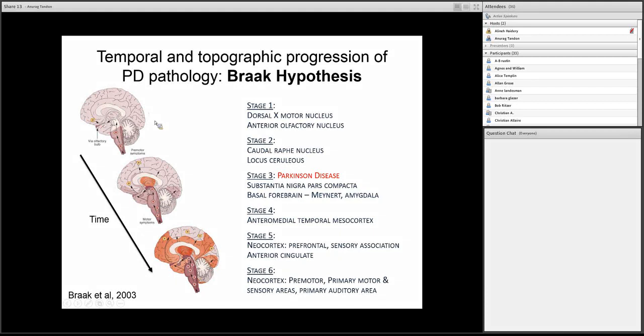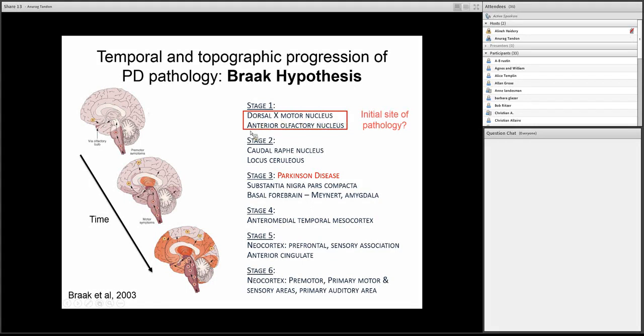Now, there are ways of looking at how these different stages might correspond to both the motor and premotor symptoms that we see in Parkinson's disease. But I want to bring your attention to two particular parts of the brain that are important in how we dissect out the initial stages of the disease. The first one is called the dorsal motor nucleus. This is of the vagus.